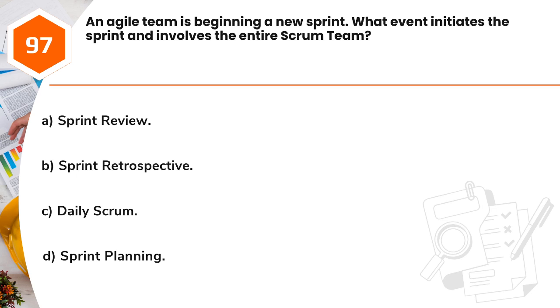Question 97. An Agile team is beginning a new sprint. What event initiates the sprint and involves the entire Scrum team? A. Sprint review. B. Sprint retrospective. C. Daily Scrum. D. Sprint planning.